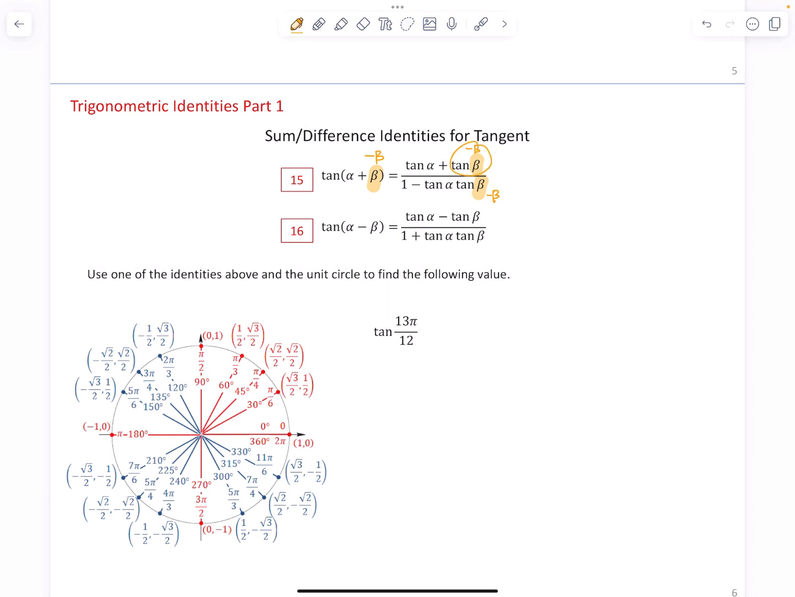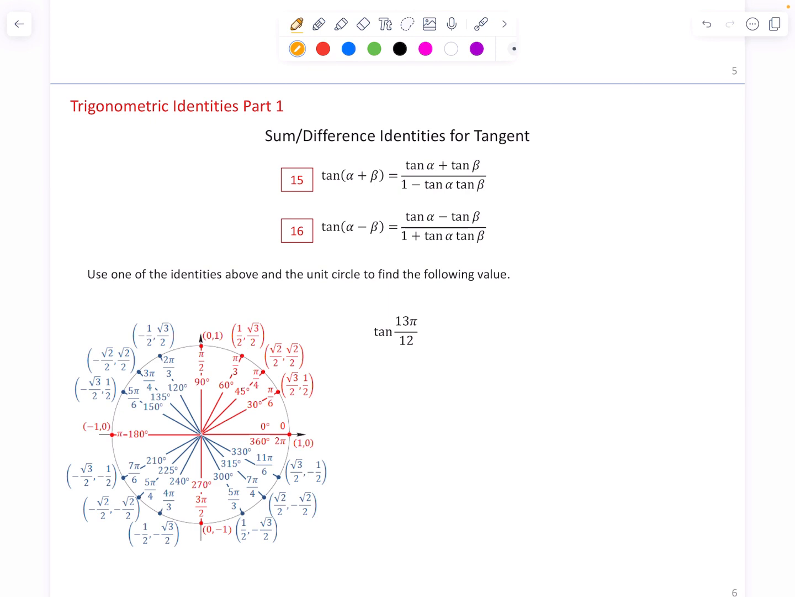Tangent of negative beta, tangent is an odd function, so that's equal to negative tangent beta. And again, tangent of negative beta is negative tangent of beta, so this subtraction will become addition, giving us identity 16. Tangent of alpha minus beta is tangent of the first minus, that matches this sign here, tangent of the second angle, and then over 1 plus tangent of alpha, tangent beta. So in both of these identities, if this is plus, then that's plus, and this is the opposite. And if this is minus, then that's minus, and this is the opposite. Otherwise, the two identities are the same.